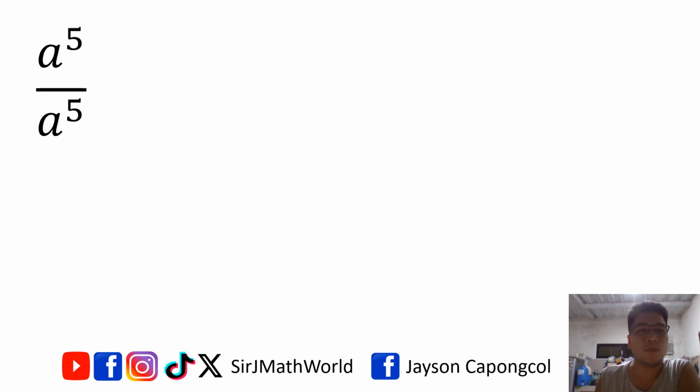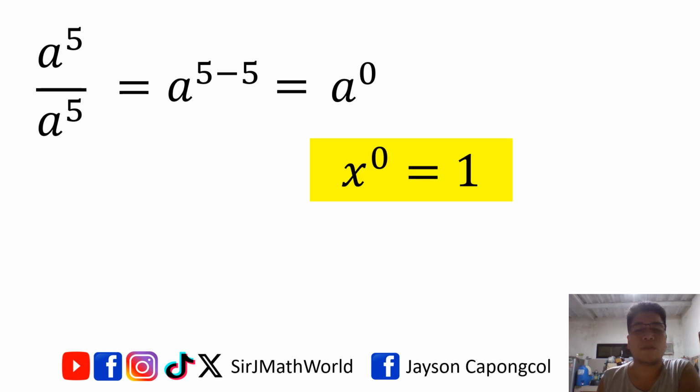The example dito is a to the 5 over a to the 5. So, as you notice, meron tayo dito a to the 5 over a to the 5. So, the exponent of the numerator is 5 and for the denominator is also 5. Sabi dun sa rule natin, we have to subtract the exponent. So, magkakaroon tayo ng a to the 5 minus 5. The first 5 is the numerator, the second 5 is the denominator. It will be equal to a to the 0. Applying the property that x to the 0 is equal to 1, doon sa ating a to the 0, the answer will be equal to 1.